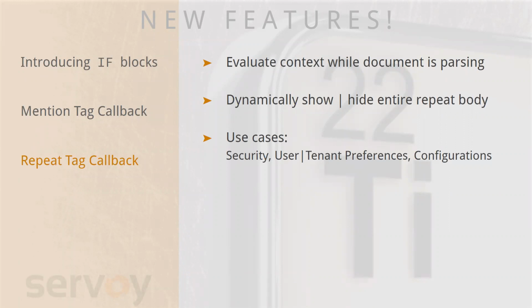What we add in this release is a callback so that dynamically, as that tag is being processed, you get to decide if it shows or if it hides. The use cases for this are, again, mostly around security, like whether or not that whole block should be shown. So it's kind of like the if block, but it works on the whole repeat. And it could be from preferences or configurations, again, something like that. So that's what we're going to go through. I'm going to show you how to set those up and what they look like in the component.